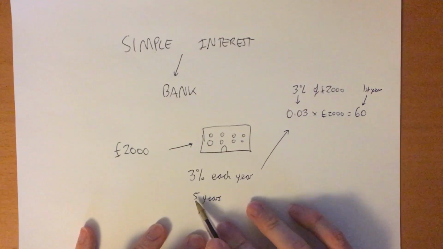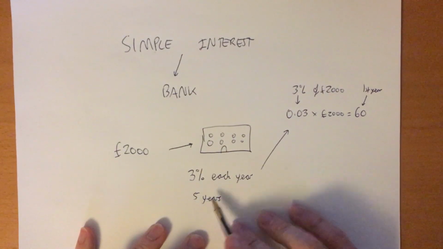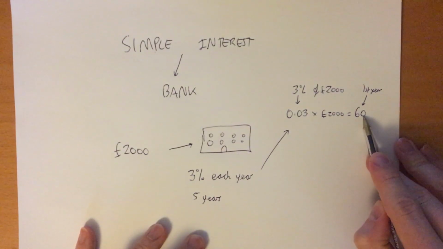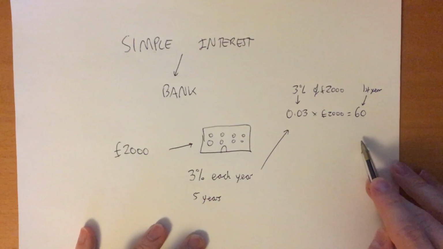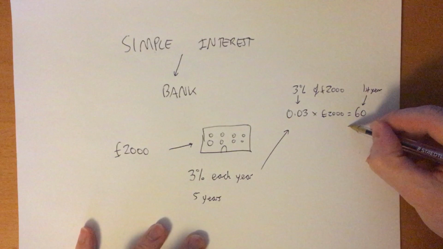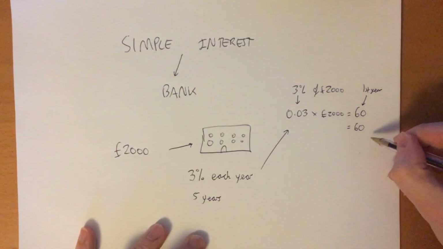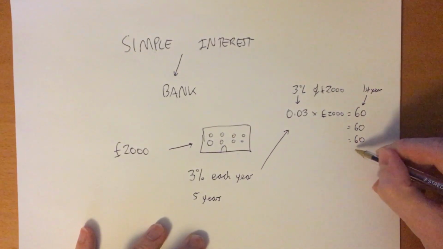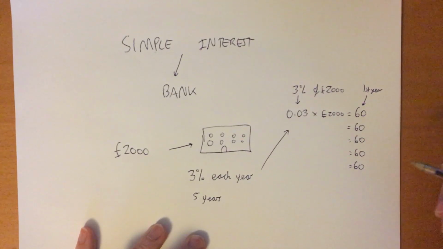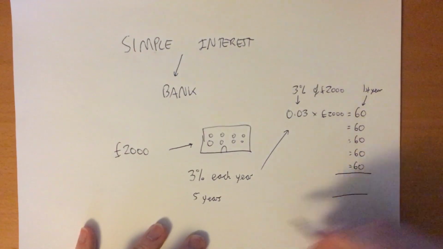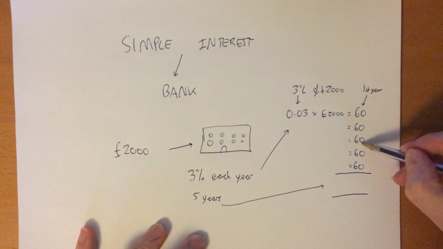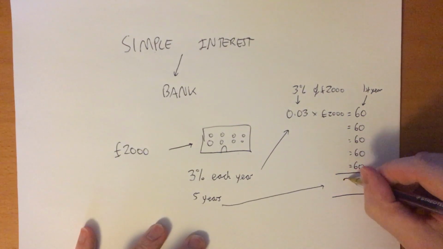Now you're going to put them in the bank for 5 years. With simple interest, that means that whatever it was at the end of the first year, that's what's going to be for the end of the second year, third year, fourth year and fifth year. So end of the first year, you're getting 60 more. End of the second year, you're getting 60 more than that. End of the third, 60 more. End of the fourth, 60 more. End of the fifth, 60 more. So in total, at the end of the 5 years, you're doing 60 plus 60 plus 60 plus 60 plus 60, which is £300.